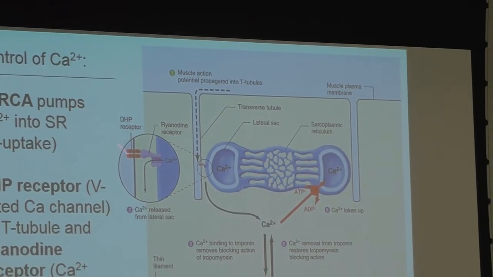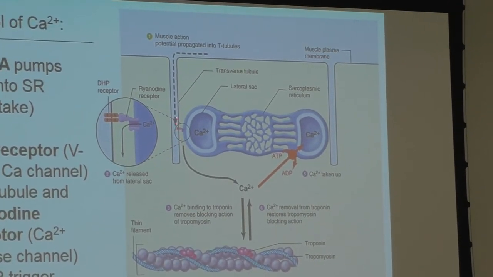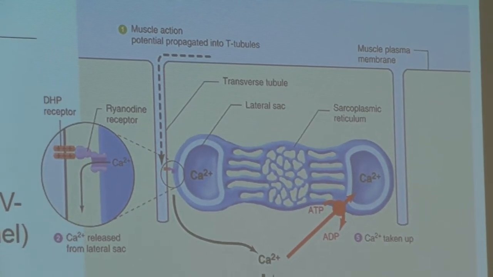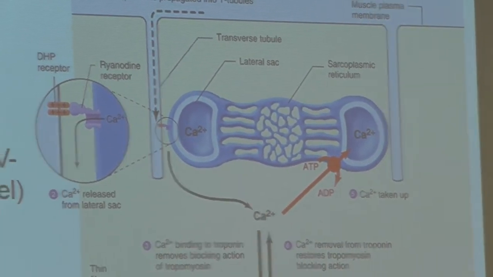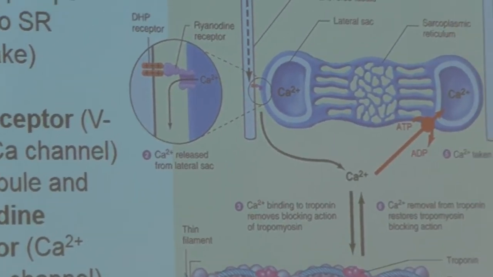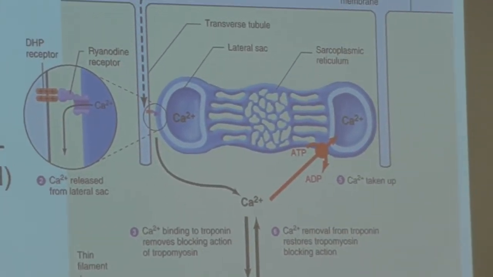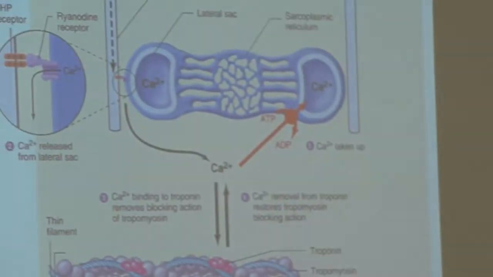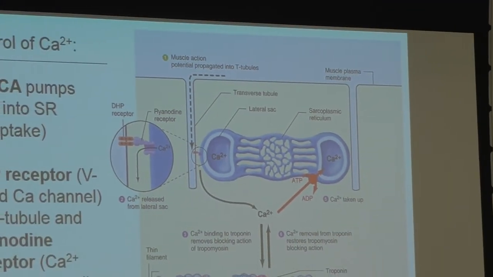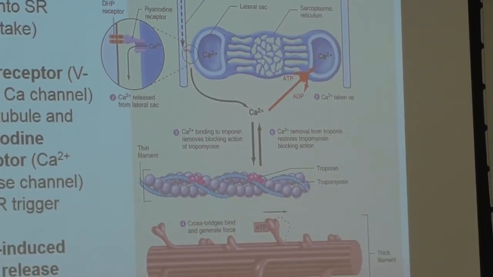In the membrane of the T-tubule, there are channels. There's a voltage-gated calcium channel in the T-tubular membrane. So when an action potential propagates from the surface of the muscle into the T-tubule, it opens a voltage-gated calcium channel. And which way does calcium flow?